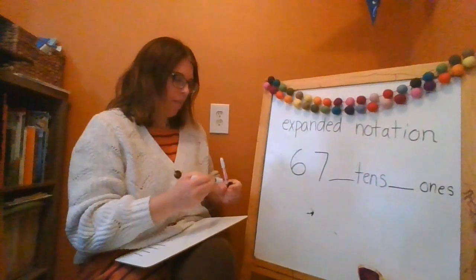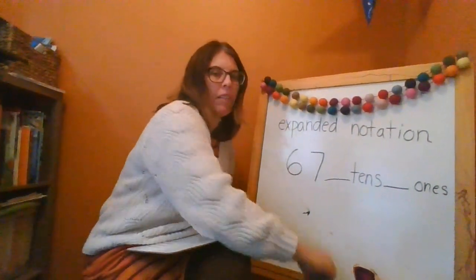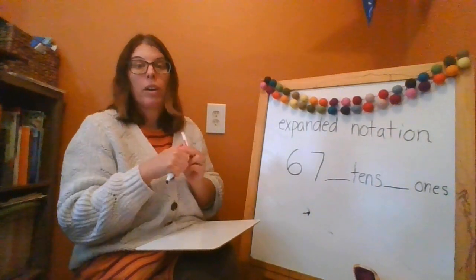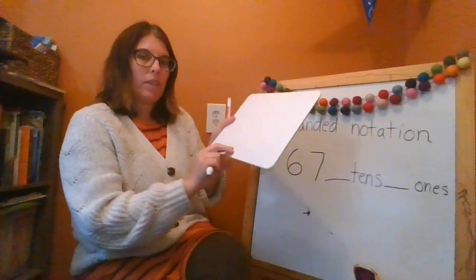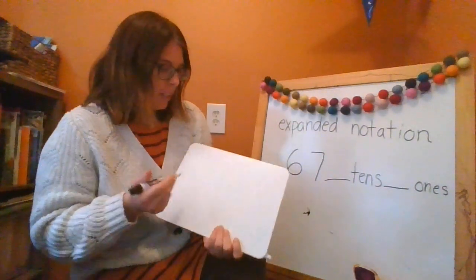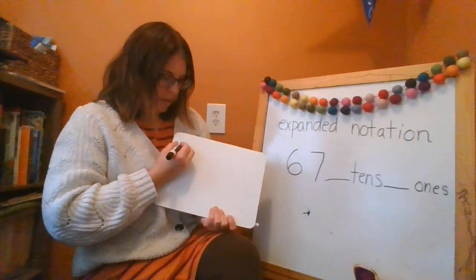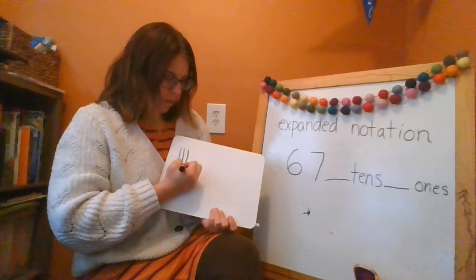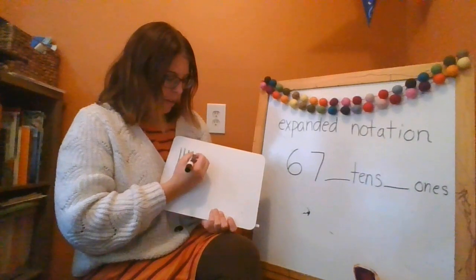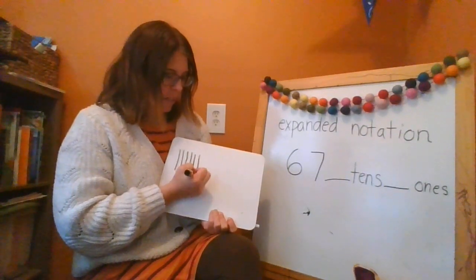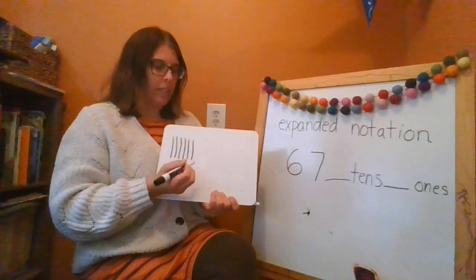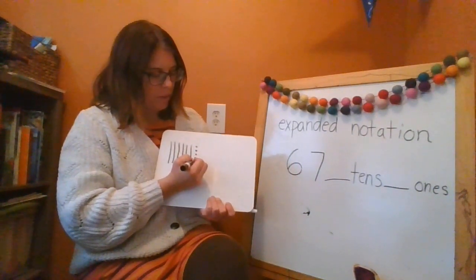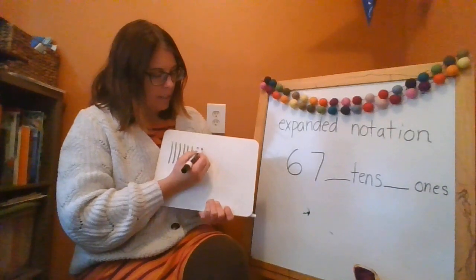Okay, 67. So the first thing I would suggest is either building it with your blocks or drawing it on your whiteboard. I'm going to choose to draw it. So let's do 67. Ready? Let's do it together. 10, 20, 30, 40, 50, 60. Now I need to get to 67. 61, 62, 63, 64, 65, 66, 67.